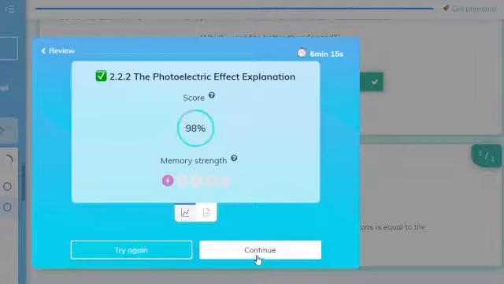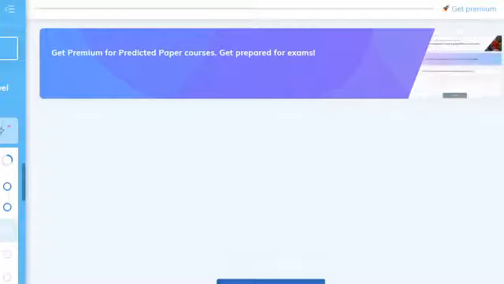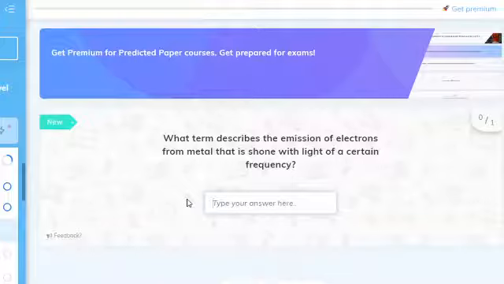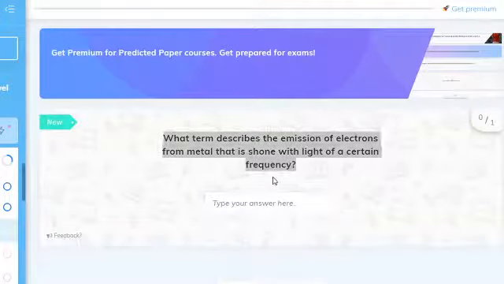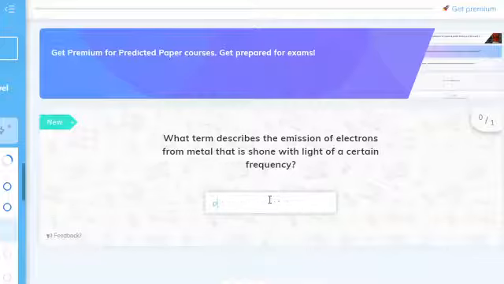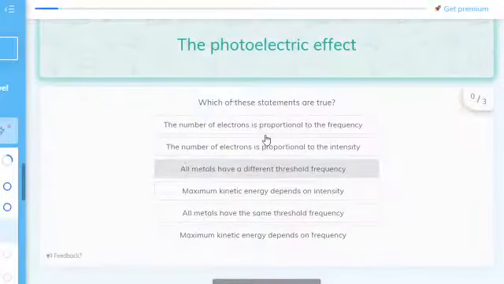And now the end of topic test for this. So we've basically learned the photoelectric effect in 10 minutes. Now topic test. What term describes the emission of electrons from metals that are shone with light of a certain frequency? Photon. I wonder if it's going to be the photoelectric effect. Oh no, who would have thought?